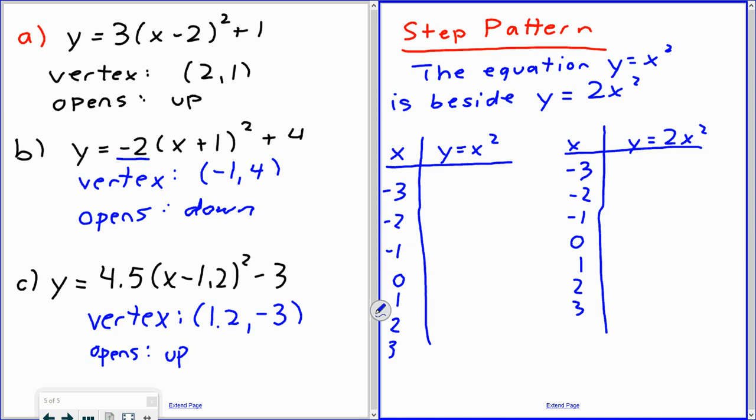Okay, Ben, over to you for the first one. For y equals x squared, you're just going to sub in negative 3 squared. What's negative 3 squared, please?